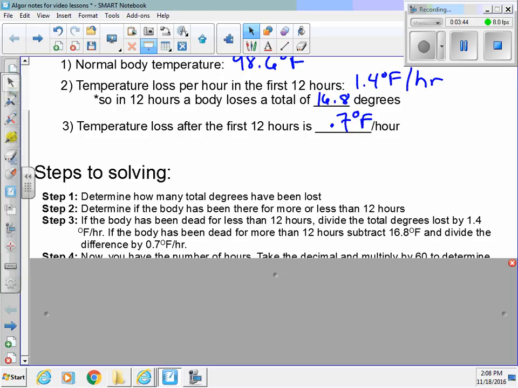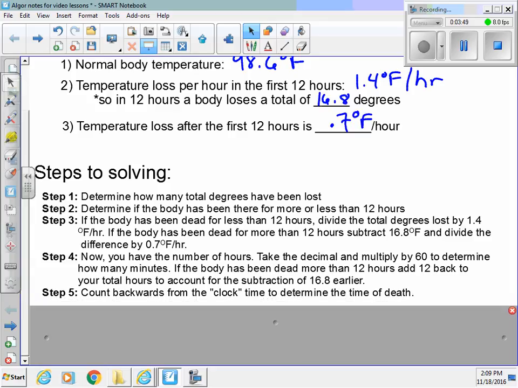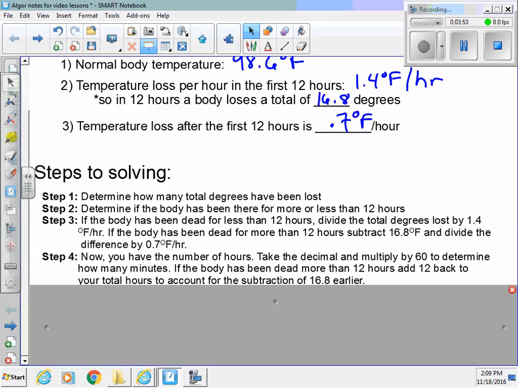Step 4, now that you have that calculation done, what you have in front of you is the number of hours plus a decimal. Okay, so in order to figure out how many minutes, you're going to take that decimal. So if it's 4.5, you're going to take 0.5, multiply it by 60, and that's going to tell you how many minutes. You should come up with 30 minutes because that's half an hour.